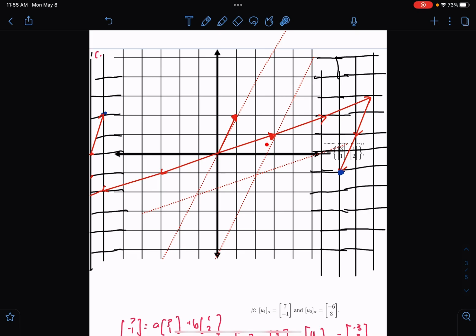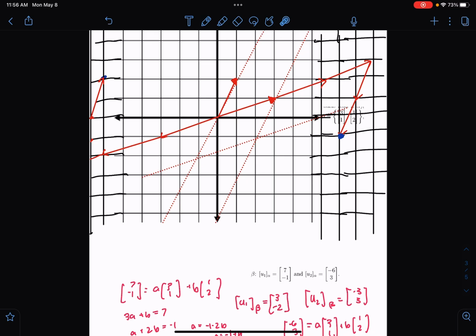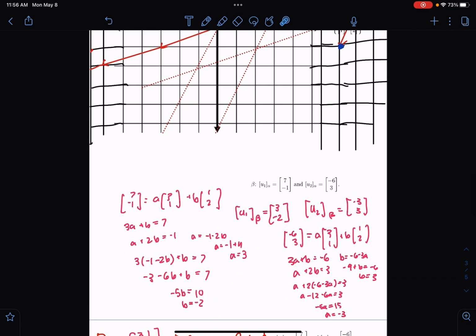And so I just looked for a combination that's going to get there. So it's going to take 3 of the 3, 1 travel vector, and negative 2 of the 1, 2 vector to get to this spot. So the new U1 vector in the beta basis is going to be 3, negative 2, and you can see it checks out if we do it just like the linear combination style too.